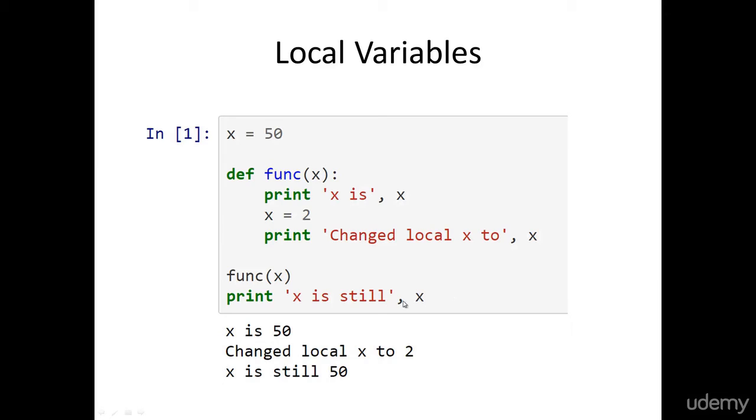So what happens here? I say x is 50. So that's this line right here, print x is. So the function takes in 50, it says x is 50. Locally, it changes x equal to 2. It does not change the global variable, which then it says changed local x to 2. But outside the function, even after we call the function, if I were to print x, it still stays 50. So it only affects that change on a local level.